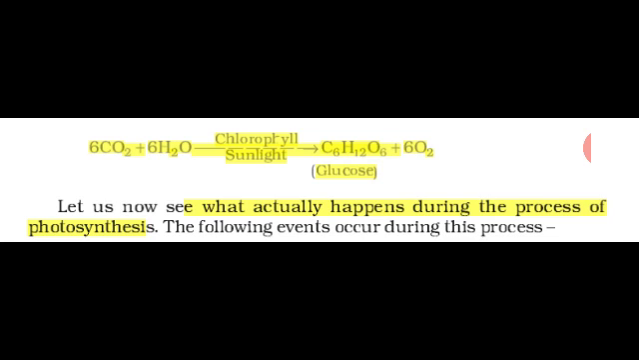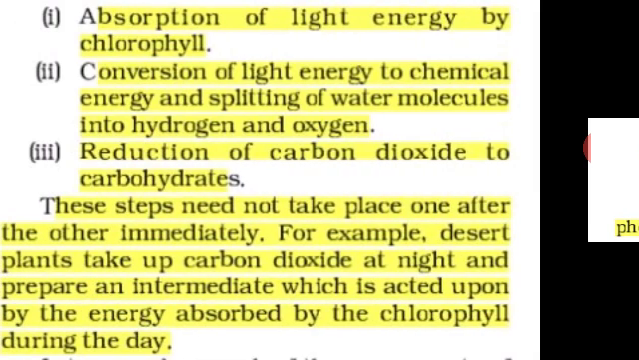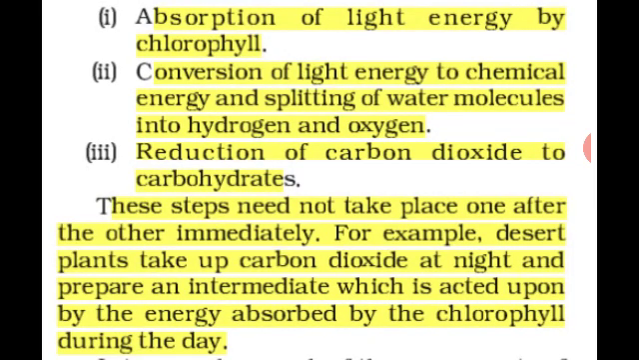So what actually happens during photosynthesis? Carbon dioxide and water are combined in the presence of sunlight and chlorophyll and generate glucose. This process is called photosynthesis. There are certain processes happening in the plant, and they are stepwise. First step, the absorption of light energy by chlorophyll. Chlorophyll is a green pigment found in the chloroplast of the plant cell, and it helps in absorbing light energy coming from the sun.